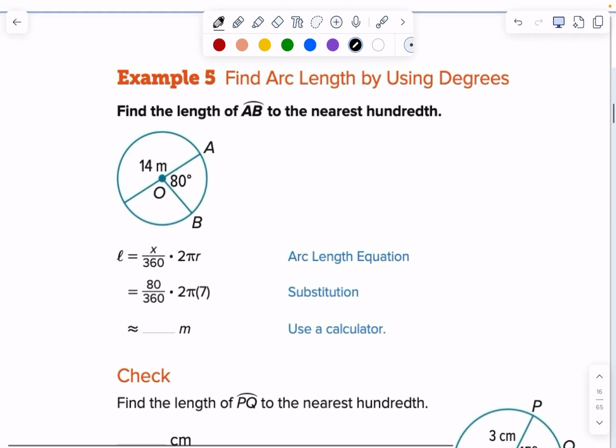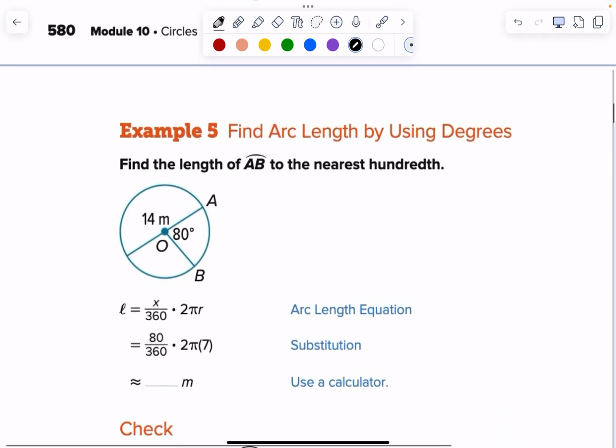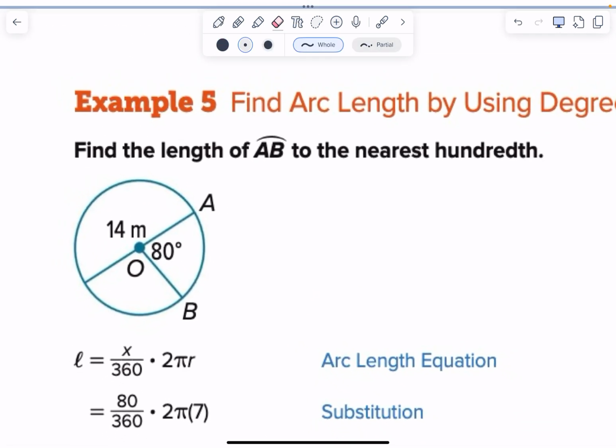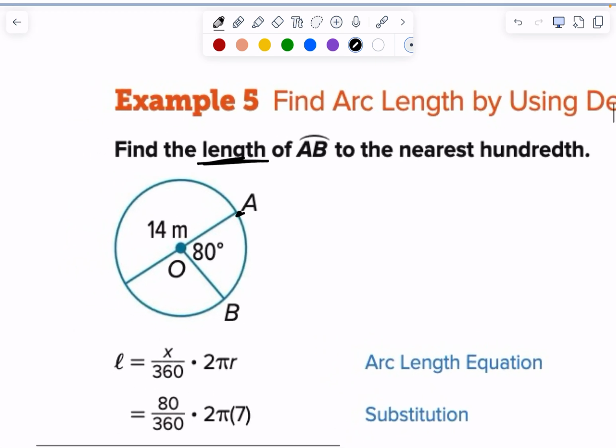Let's go to example 5, because they give you a formula and I don't like it. I'm going to show you how to do this the easy way. Example 5, they actually want you to find the length. That is not in degrees. That means actually find the distance around the curve of the circle, right? From A to B. So I just want to know how big this is, right? How much that is, okay?